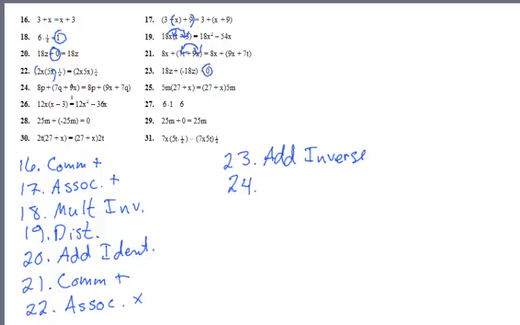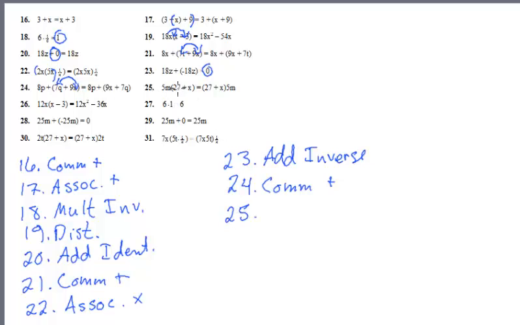Number 24. 8p plus 7q plus 9x equals 8p plus 9x plus 7q. The parentheses have not moved, but these two have swapped places around a plus sign, so that is commutative of addition.